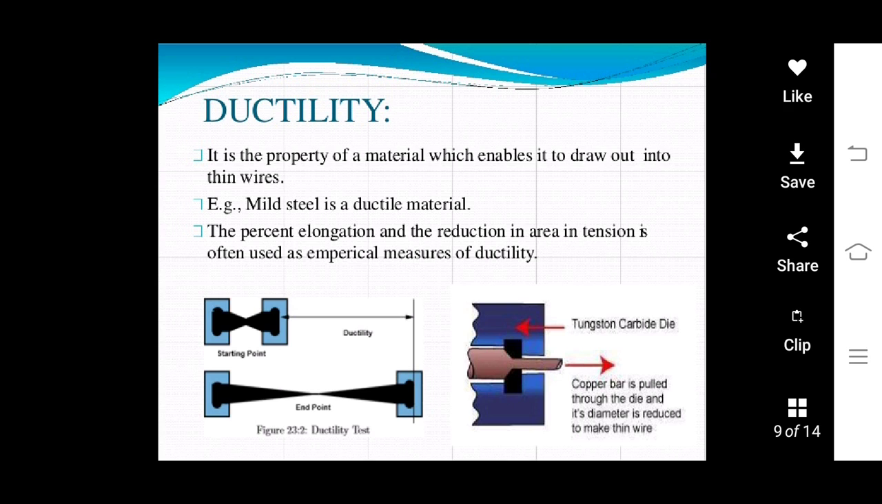The percentage elongation and the reduction in area in tension are often used as empirical measures of ductility. The following figure shows the ductile nature of the body after tensile or pulling loads on the metal. It will form a cup and cone structure at a certain length of the metal, and it elongates up to a certain limit and forms a thin wire-like structure. Tungsten cable has a high elongation index.